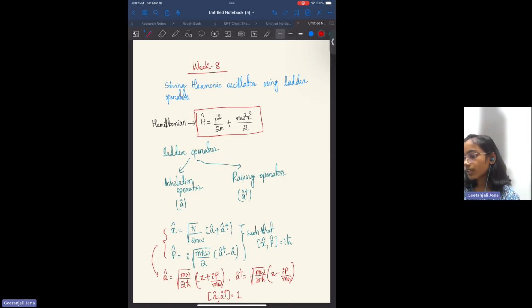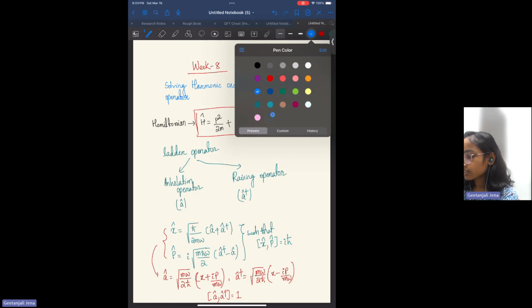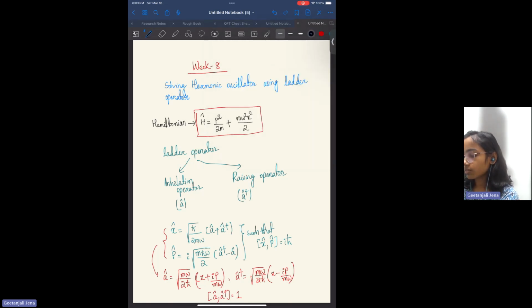In this week, we studied the harmonic oscillator and one of the different methods to solve the Hamiltonian of the harmonic oscillator using the ladder operator. For the harmonic oscillator, you know that the Hamiltonian is given by this equation: H equals p squared by 2m plus half m omega squared x squared.